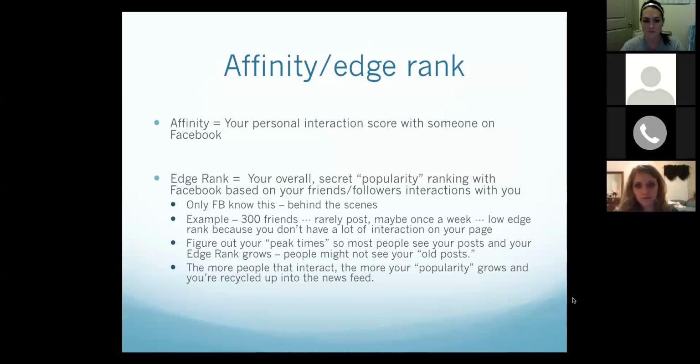Affinity is your personal interaction score with someone on Facebook. Whenever you're commenting on people's posts, or they're commenting and liking on your post, it's that affinity of personal interaction, whether or not they're interacting with you at all. Now, edge rank is your overall secret popularity ranking with Facebook, based on your friends' and followers' interactions with you. What's funny is that only Facebook really knows this. It's kind of the behind the scenes, so to speak.